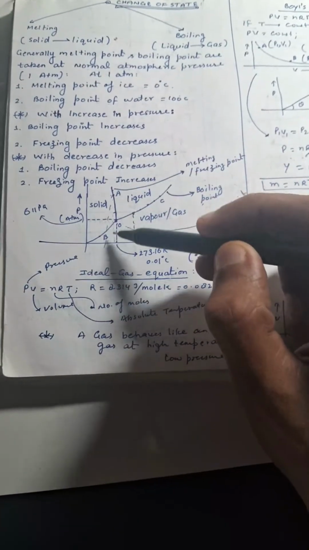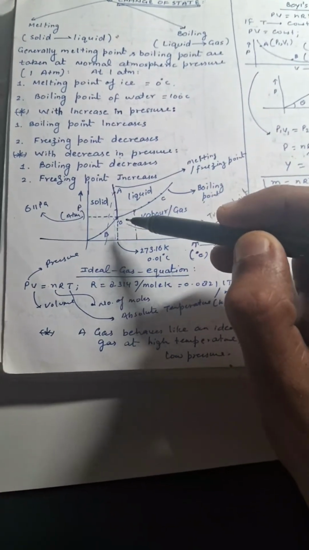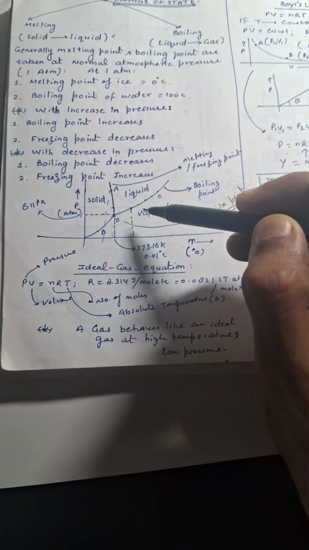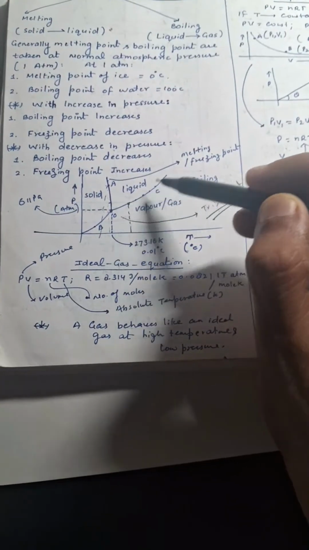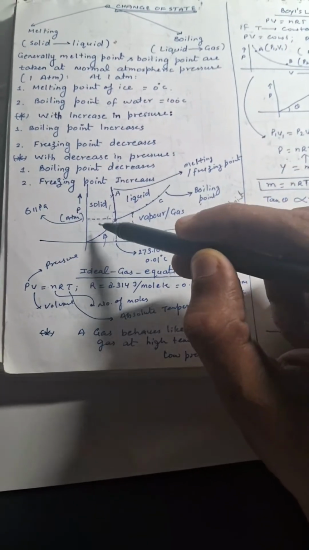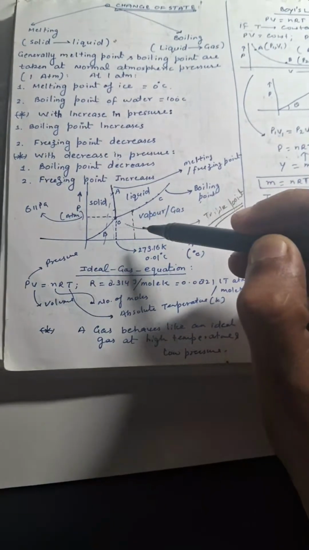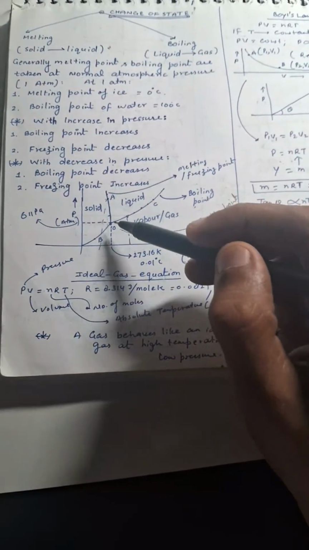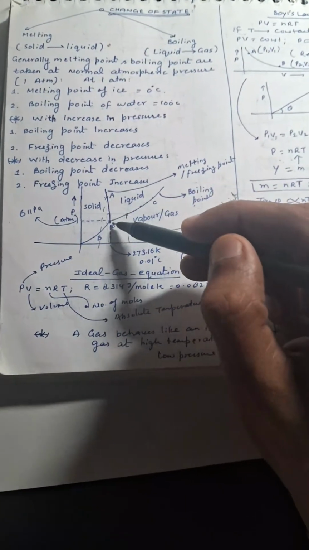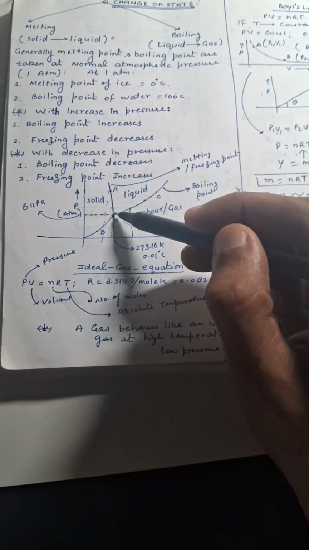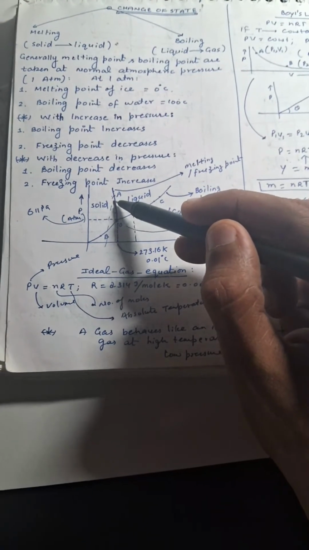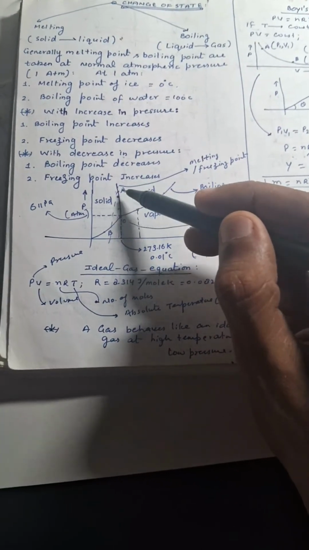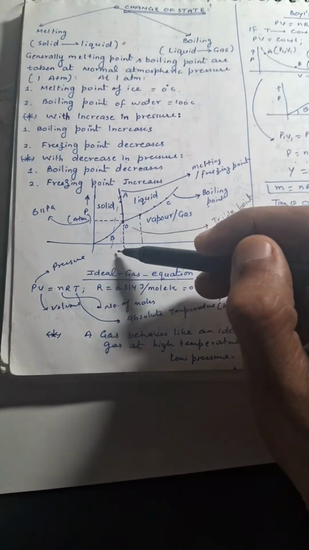The intersection of solid and liquid forms the melting point or the freezing point. Intersection between liquid and vapor corresponds to the boiling point, and intersection between solid and vapor corresponds to the sublimation point over here. So we have these points, and the variation can be seen: if we increase the pressure, the point at which solid and liquid intersect decreases. So that means with increase in pressure, freezing point will decrease.